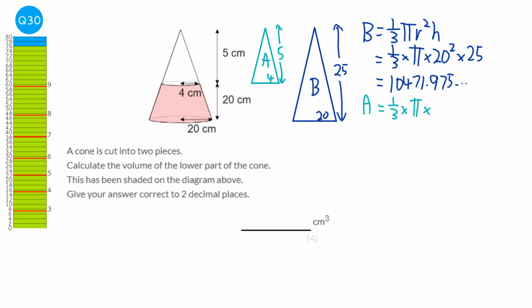We're going to work out the volume for A, and this time it will be 1/3 times pi times the radius now is 4, and the height is 5. So that will be 83.775, blah, blah, blah.